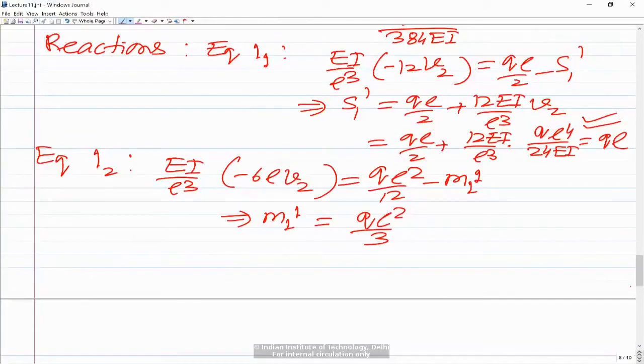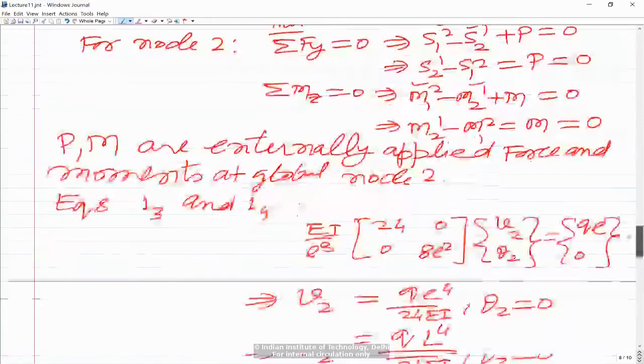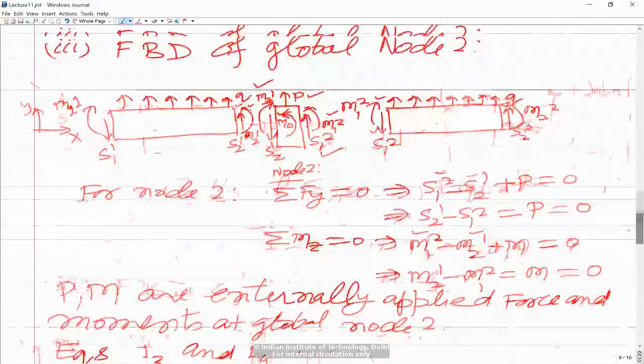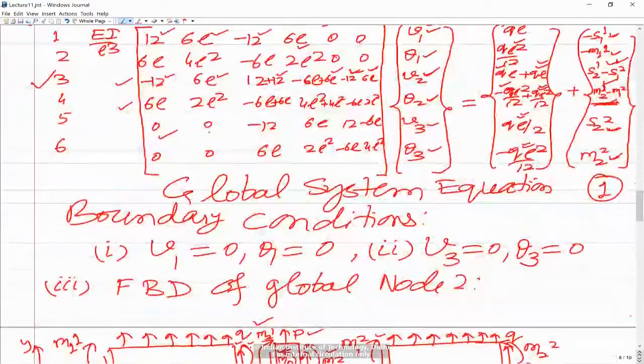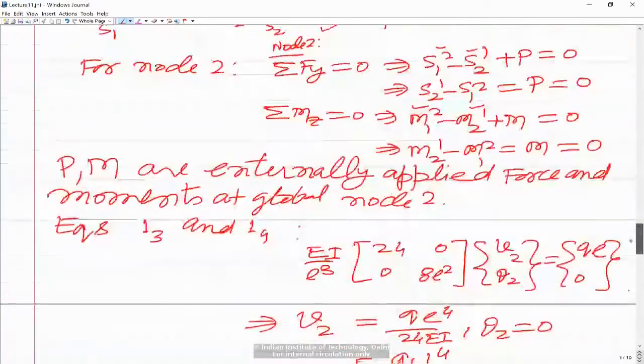Then from the fifth equation you will get S22, and from the sixth equation we will get M22. So now if I take equation number 1 5, the fifth equation, this into V1 is already 0, this into V2 is already 0. Then we will have minus 12 into V2 plus 6L into theta 2. And this into V3 which is 0, so minus 6L into theta 3, that is also 0. Theta 2 is also 0, as the solution has come out.